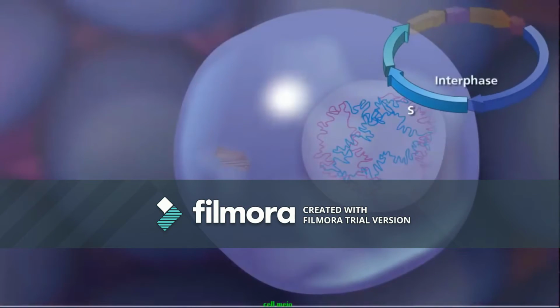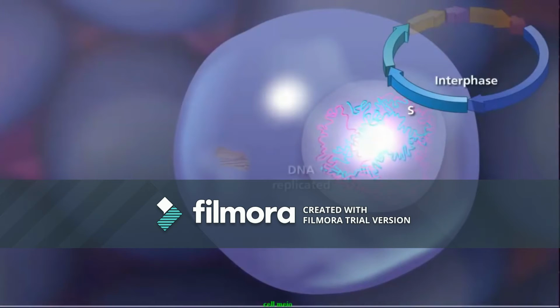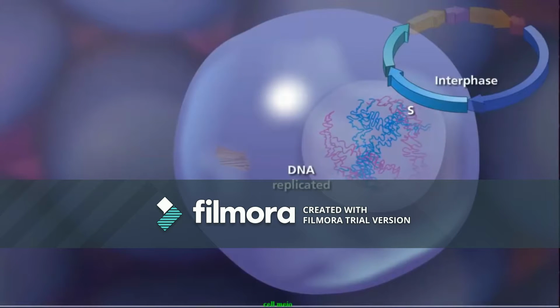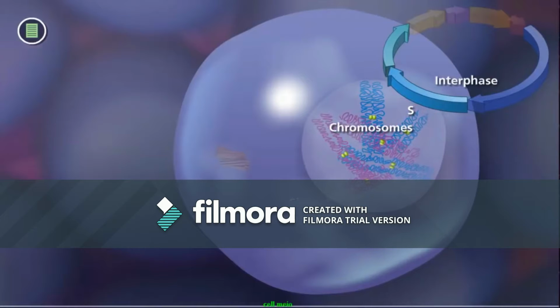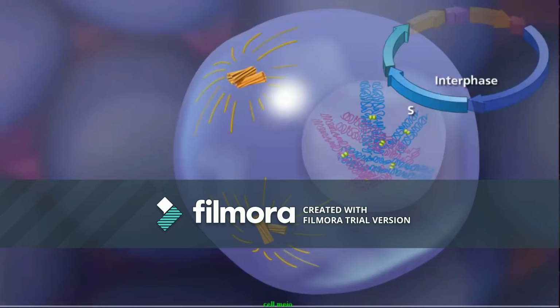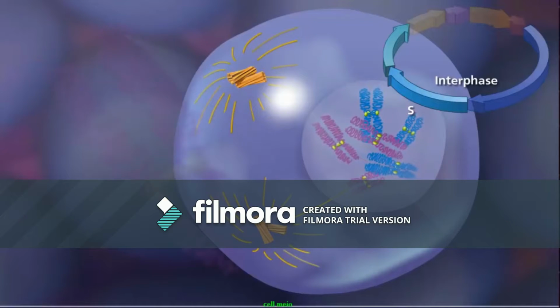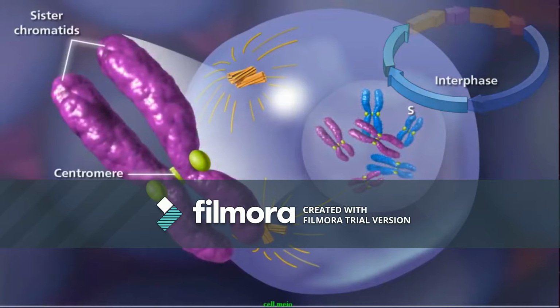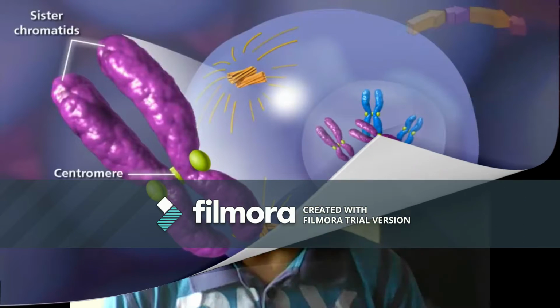During the S phase of interphase, the DNA is replicated, producing two copies of each chromosome called sister chromatids. The paired centrioles in the cytoplasm duplicate and begin extending microtubules that will form the meiotic spindle. Sister chromatids remain attached at the centromere and condense as the cell enters prophase 1 of meiosis.